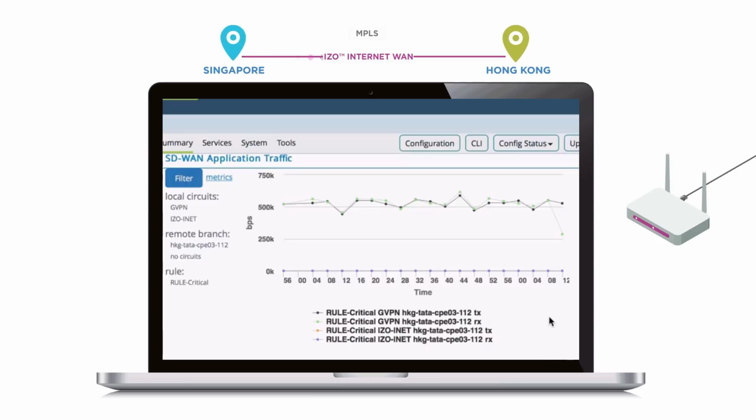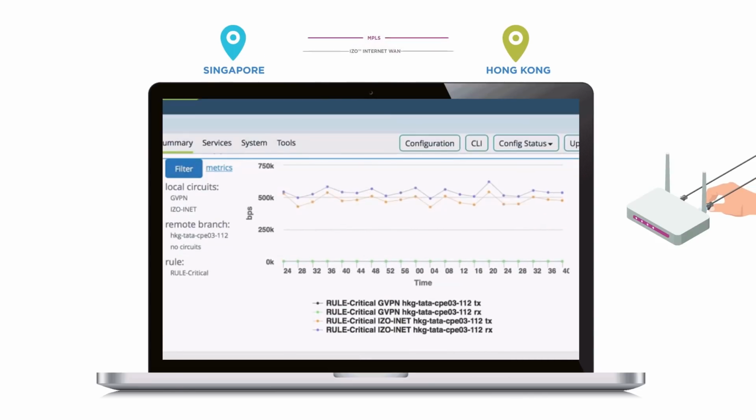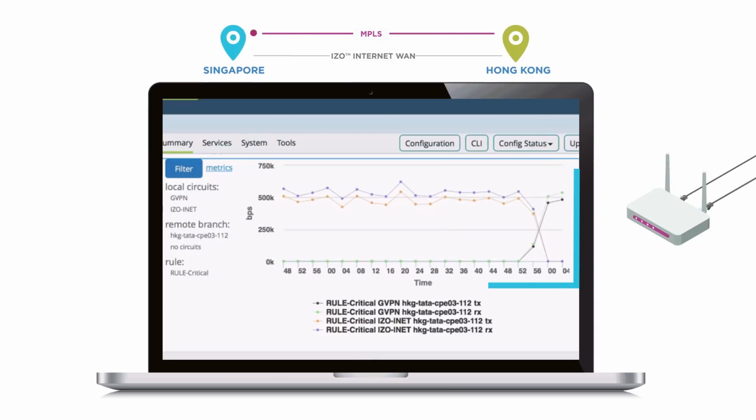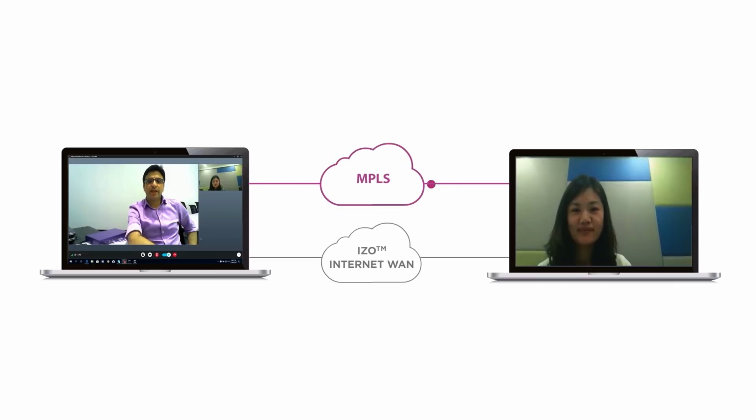Let's unplug the MPLS link. As soon as we disconnect the MPLS link, the traffic seamlessly shifts to ISO Internet WAN. Once we reconnect the MPLS link, within the recompute time in seconds, traffic automatically returns to the MPLS link. Let's see this in a real-life example.